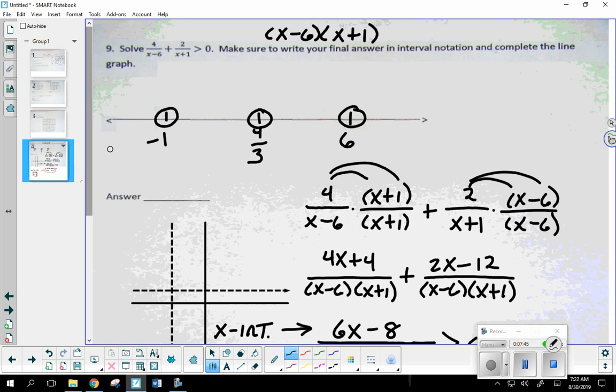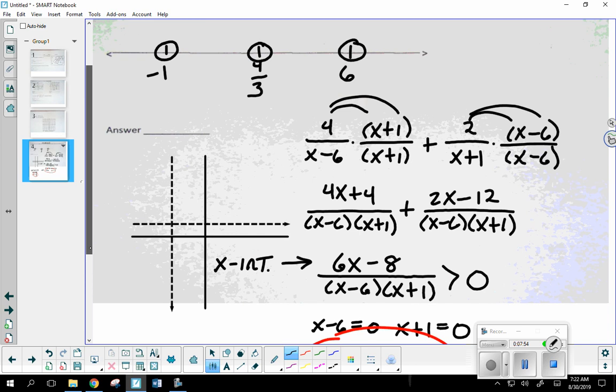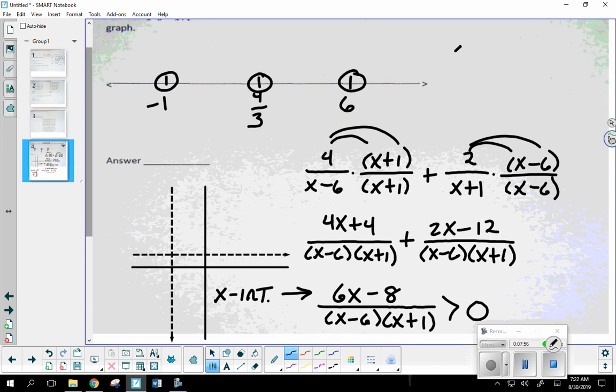Okay, so now all we need to go ahead and do is figure out in these 4 intervals that we've created, which ones are positive, which ones are negative. And we're going to do that by simply choosing a value and plugging it into our function. Let me recopy this function up here. We ended up with 6x minus 8 over x minus 6 times x plus 1, and that's greater than 0.